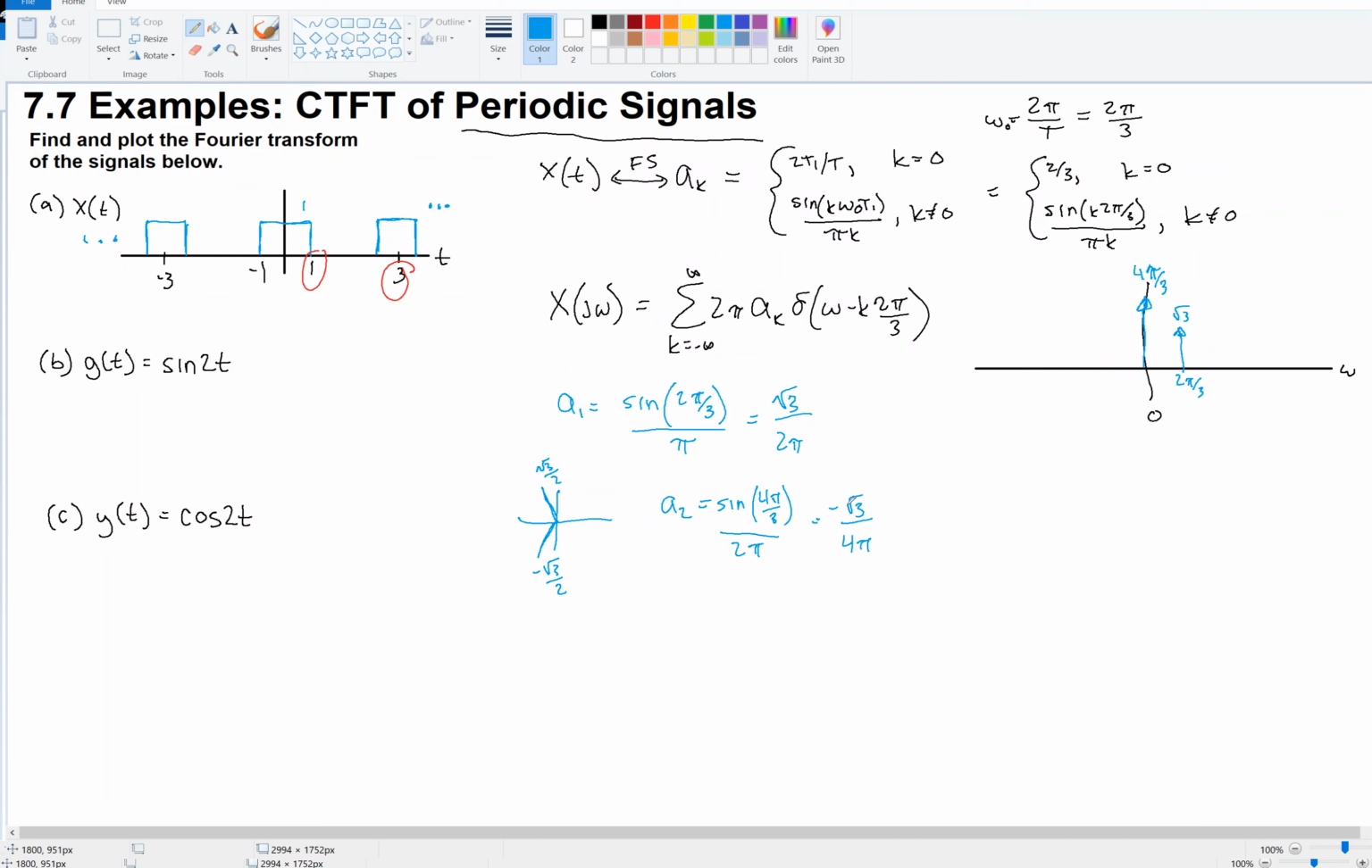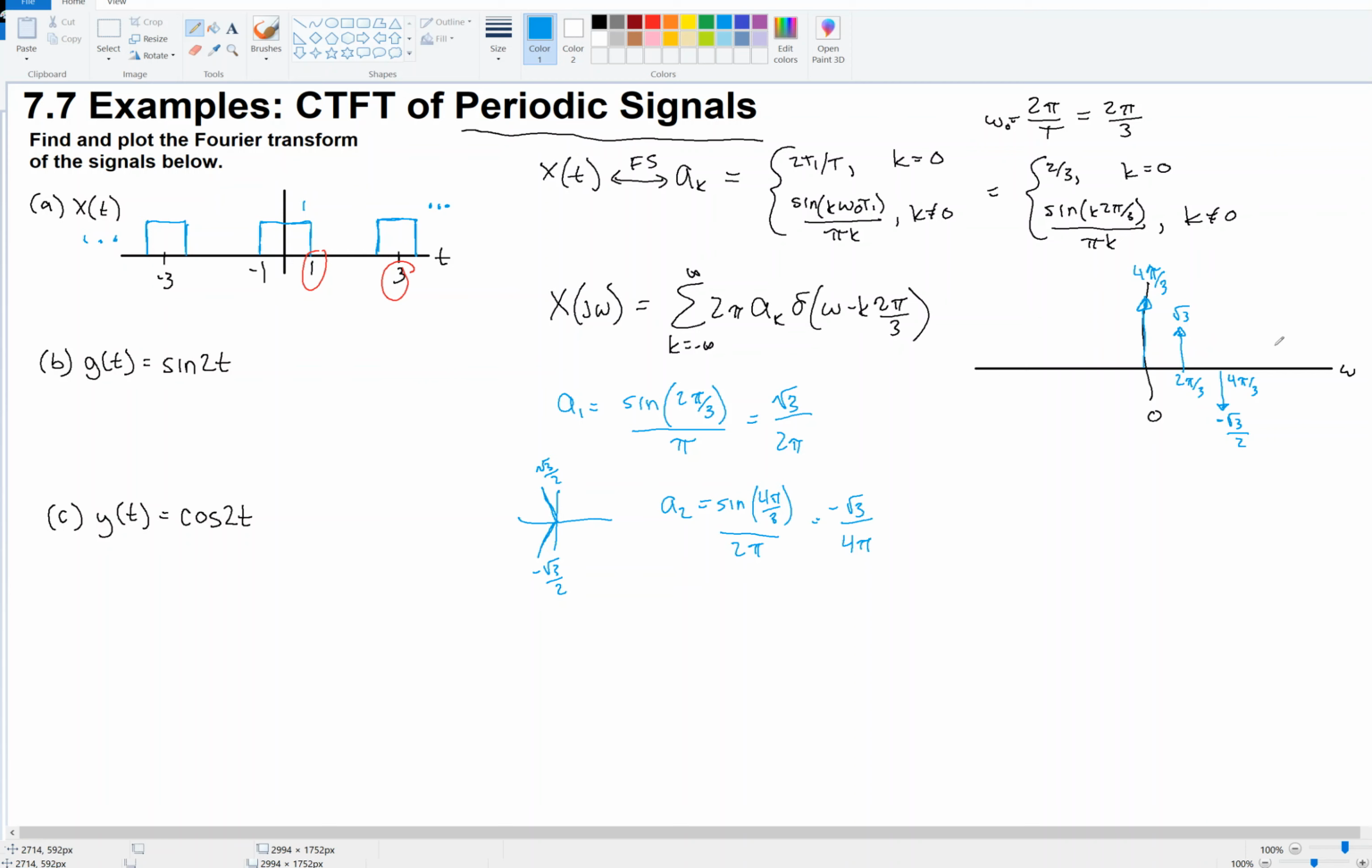And then take that, multiply it by 2 pi, so that gives me minus root 3 over 2. And then times a shifted impulse. K is equal to 2 now, so we have an impulse that's shifted to the right by 4 pi over 3, so that's here. So 4 pi over 3. And we said the scaling constant, not the amplitude, the scaling constant is minus root 3 over 2.